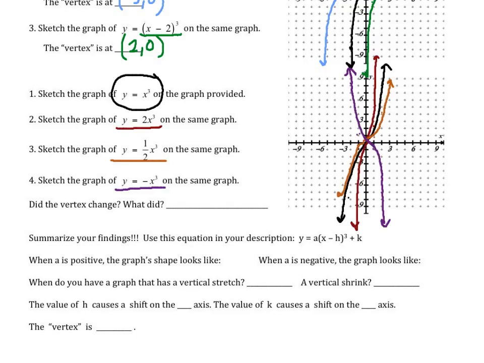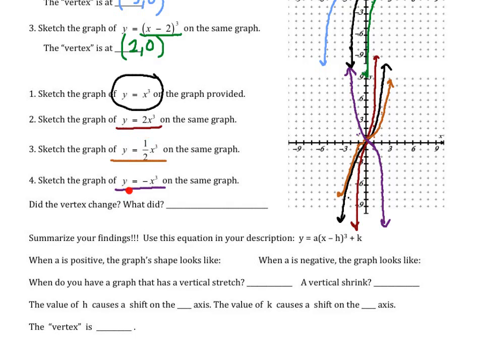Okay, so hopefully your graphs look like mine. I graphed y equals 2x cubed in kind of that reddish brown color. Notice that it is taller and skinnier than the parent function. So think about what that 2 did on the front of it. I sketched y equals 1/2 x cubed in an orangish color. And notice that it's a little bit shorter and squatter than the parent function is. So think about what that 1/2 on the front did to it.